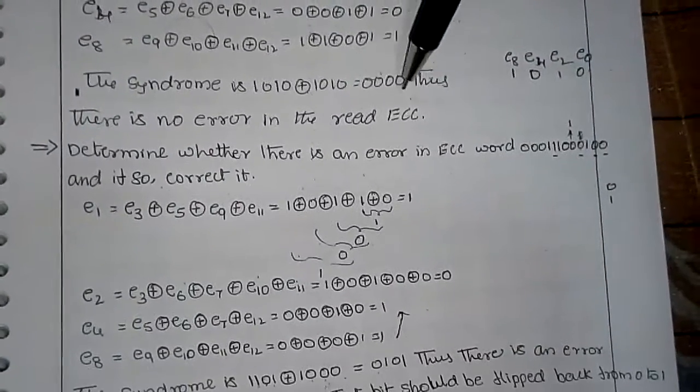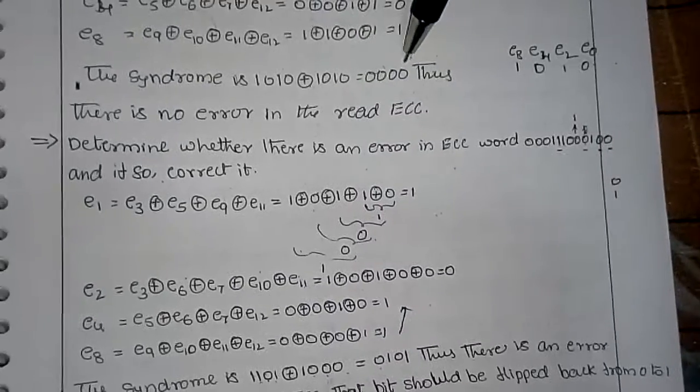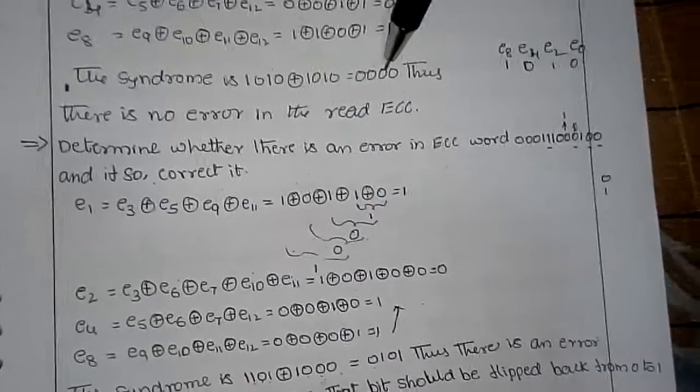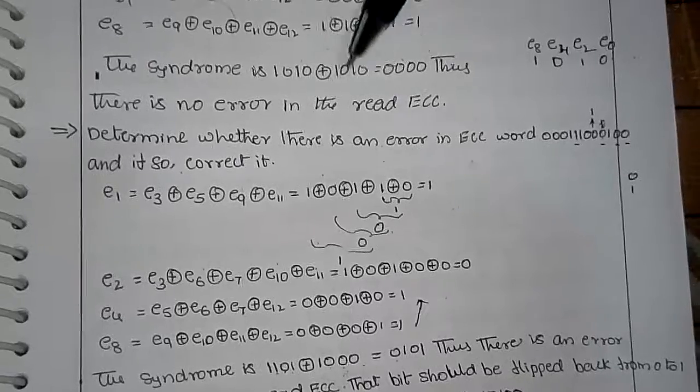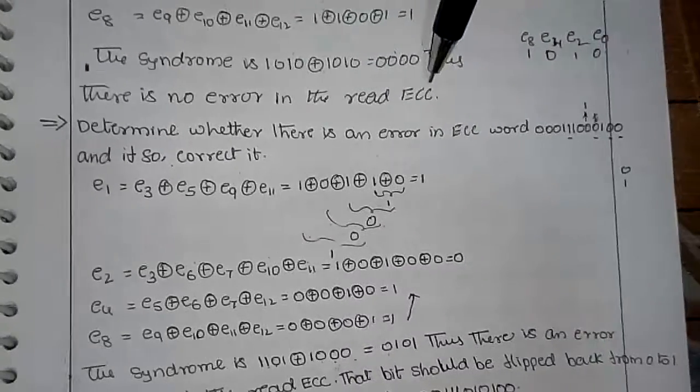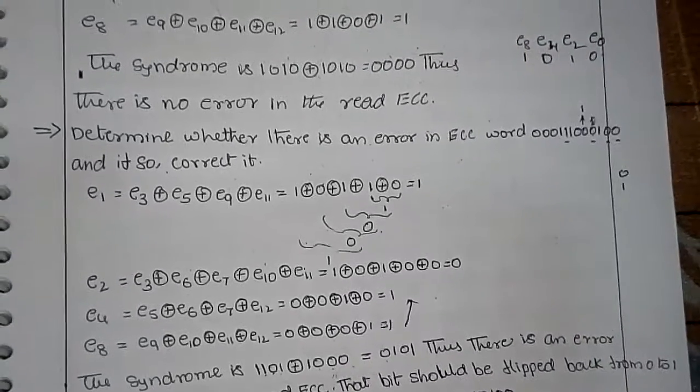If a 1 occurs in this line, meaning a 1 is generated, then the ECC contains some error.